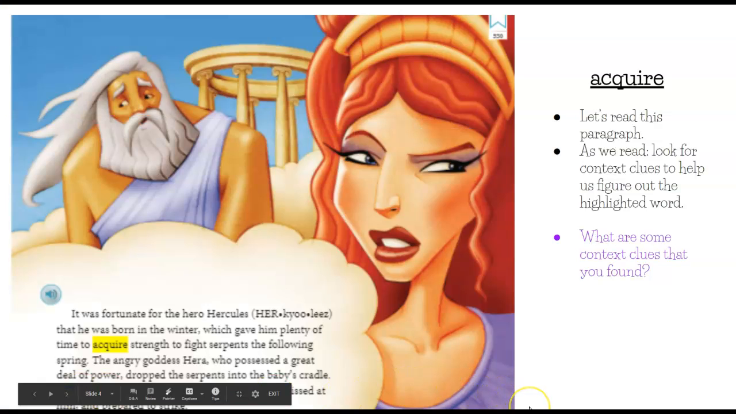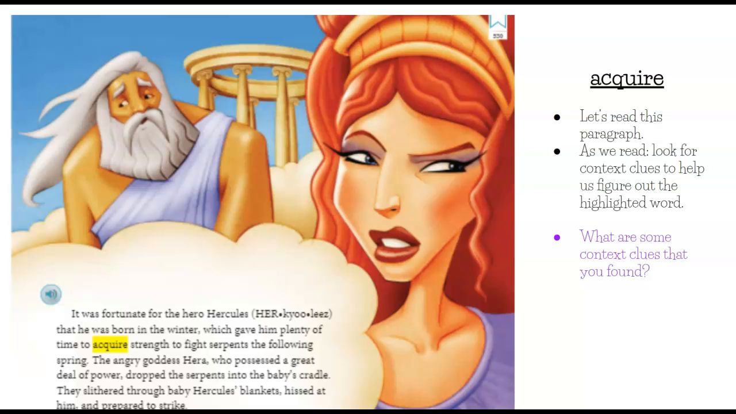All right, so here are our same words from yesterday. This is our word acquire. But as I read it today, instead of using our background knowledge or schema, we're actually going to use context clues from the writing, from the author, from the words that he's written to help us figure out our highlighted word. So what are some context clues we found? I'm going to read it today, and I want you to be highlighting or looking at words that you would want to highlight.